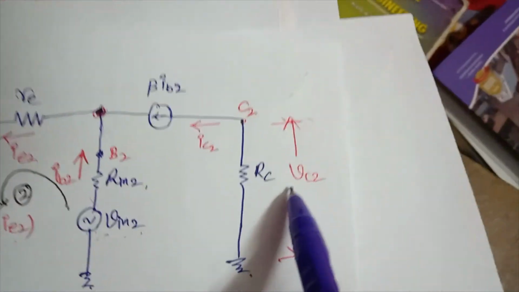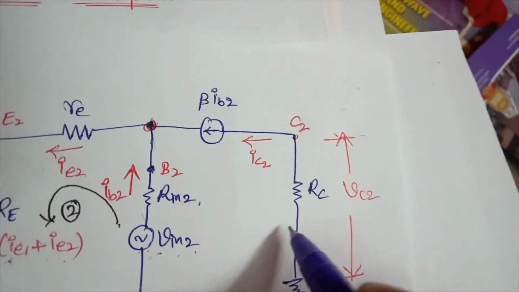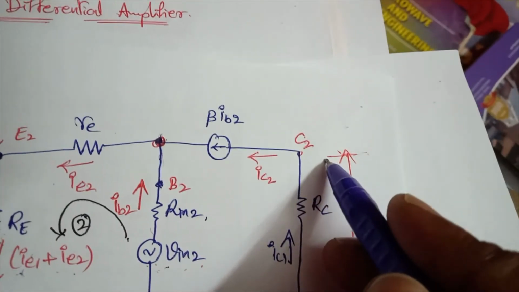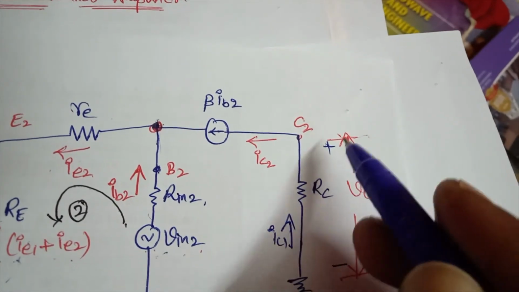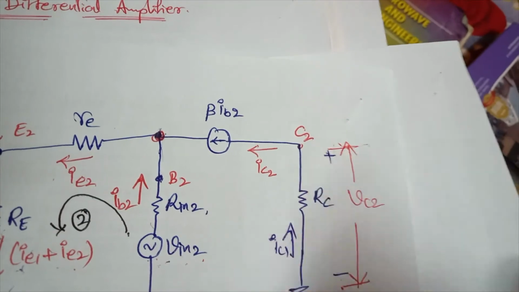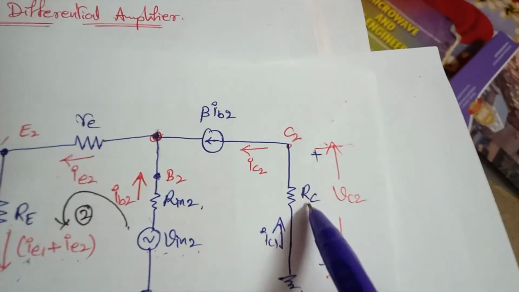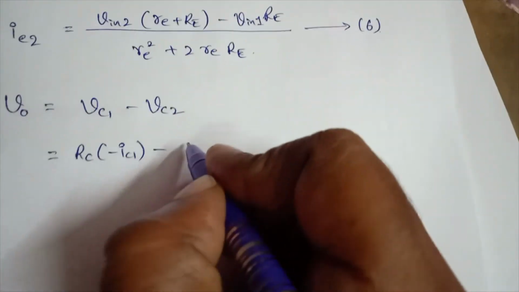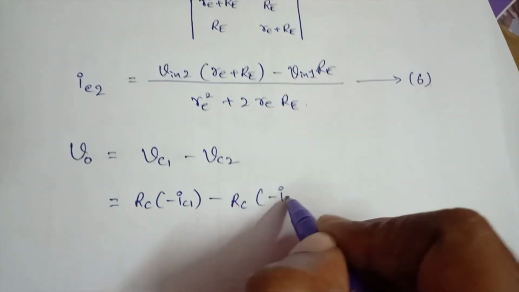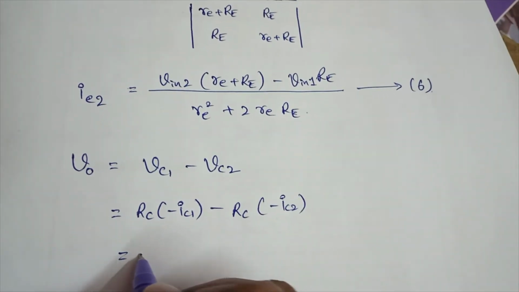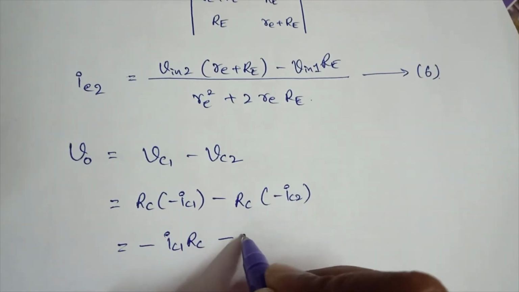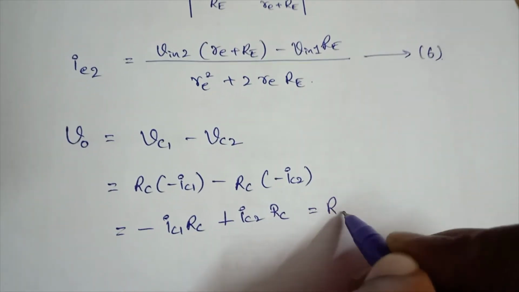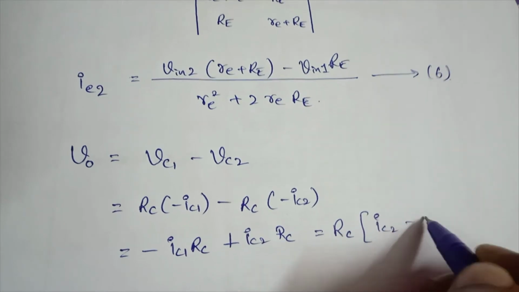So V0 is VC1 minus VC2. VC2 is nothing but the voltage drop across the RC. Here also the current is flowing from downwards to upwards, but the voltage we are measuring from collector terminal to ground. So the current is flowing from lower potential to higher potential. Therefore VC2 is also RC into minus IC2. So I write it as minus IC1 RC plus IC2 RC. Take RC common, then it becomes RC into IC2 minus IC1.